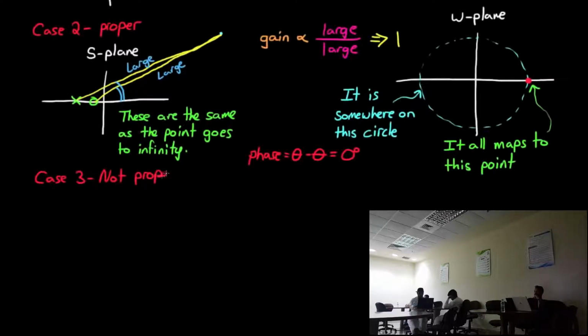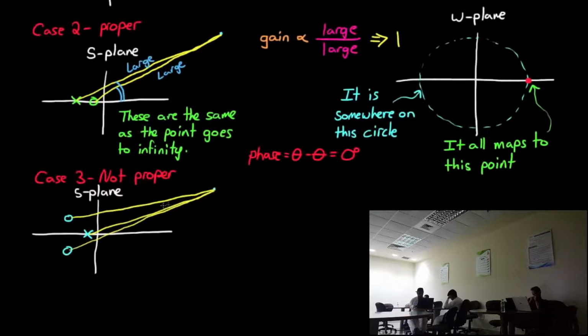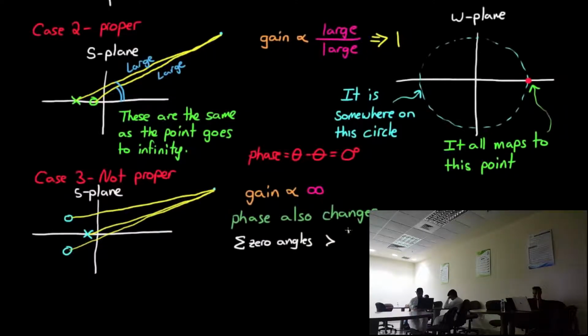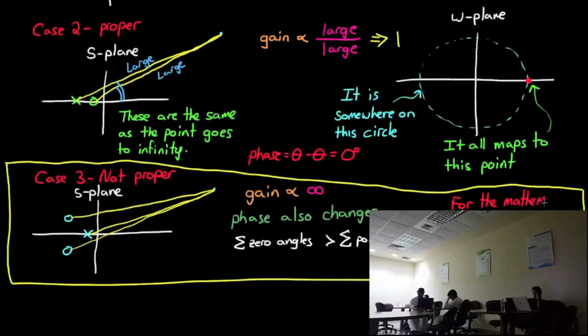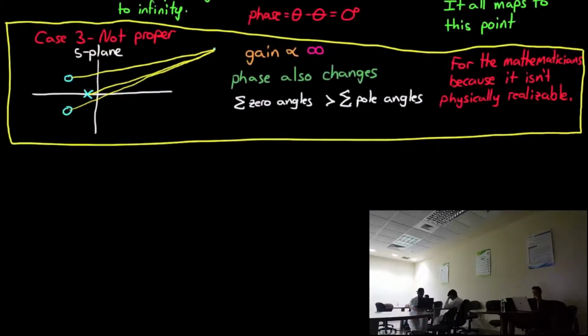Now at the risk of confusing you, I want to explain what happens if you don't have a proper transfer function. In this situation, on the infinity portion of the Nyquist contour, the gain also goes to infinity since you have more zeros than poles. And as you loop around that portion of the contour, the phase is also changing. So in this case, the portion of the Nyquist contour doesn't all map to a single point. However, this is really only a concern to mathematicians and not engineers, since engineers deal with physically realizable systems. But keep this in mind in case you come across a non-proper transfer function someday.